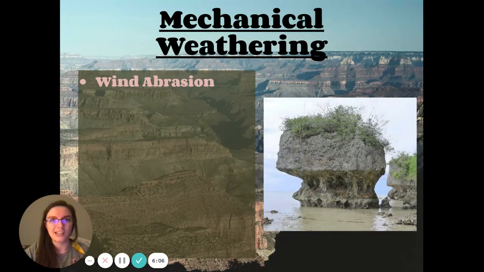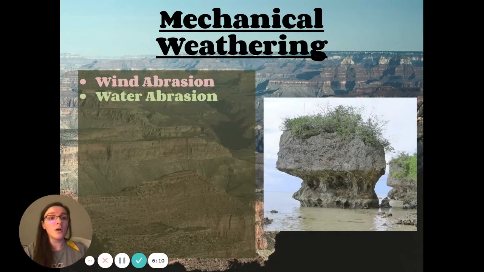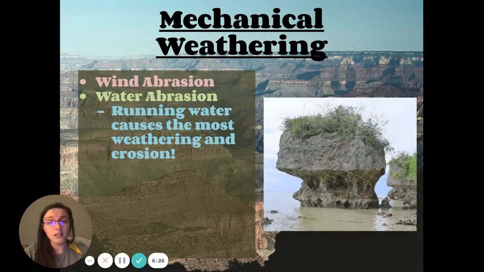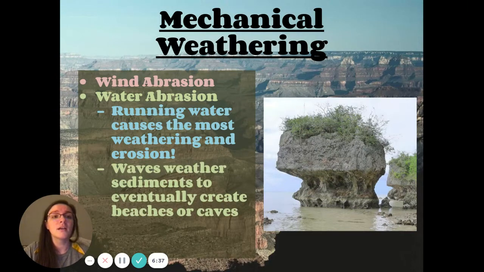So wind abrasion is when the wind is blowing too hard and breaking off chunks of rock. Water abrasion, same deal. Water abrasion was likely what caused this feature, and you'll see this a lot around islands where you have something just standing out in the middle, a little formation surrounded by water. Running water, in fact, causes the most weathering and erosion anywhere on Earth. Water is really good at breaking rocks down and moving rocks somewhere else.